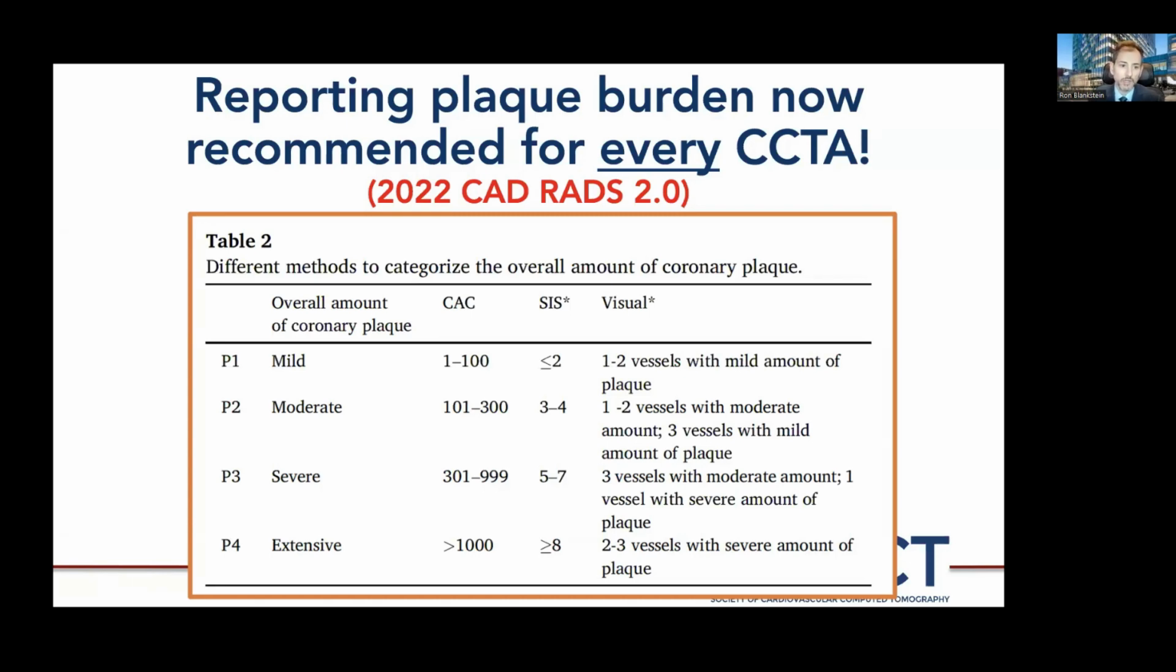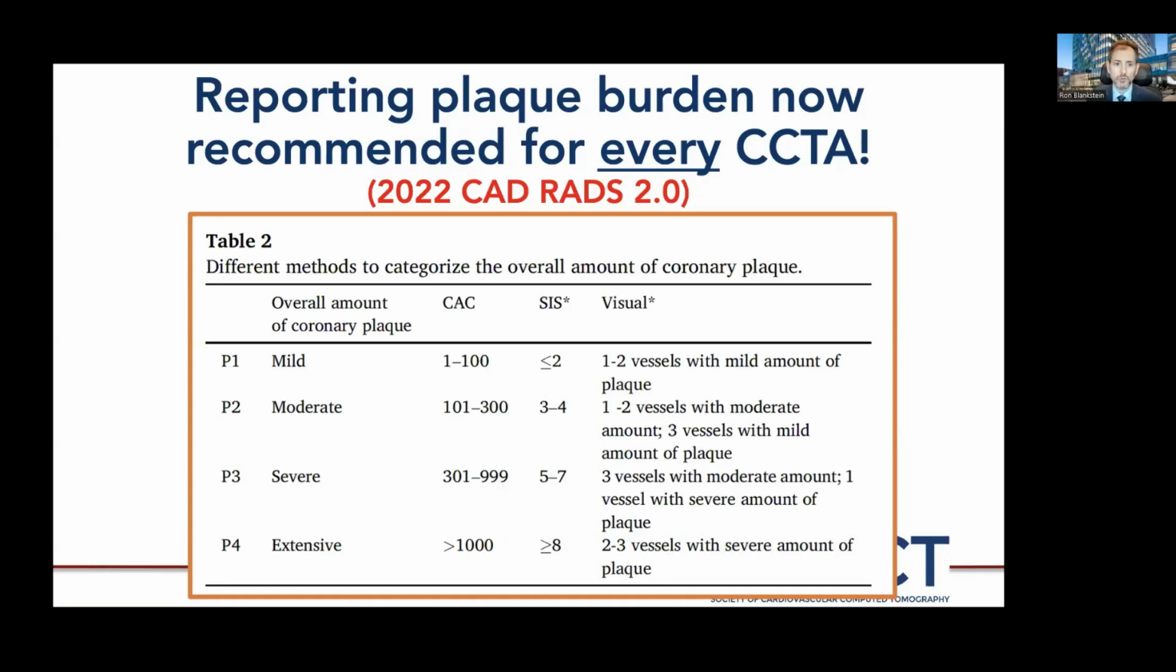And you can see here, if it's 8 or more segments with plaque, we would say that's extensive plaque. If it's less than 2, that's mild, and moderate and severe in the middle. The third approach is a visual evaluation, and that is looking at how much plaque is in every vessel. So if you have 1 to 2 vessels with a small amount of plaque, that's mild. That's probably the corollary of a calcium score under 100.